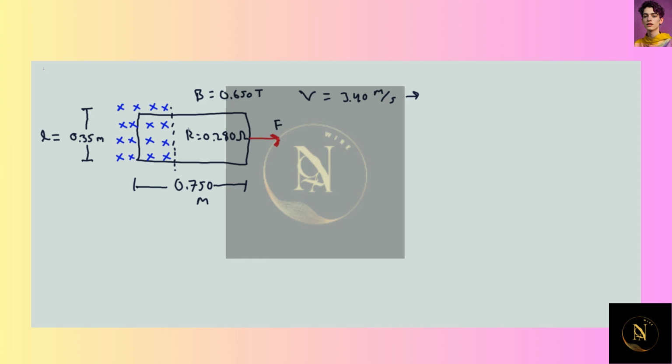So if we're pulling the loop away from the field, it will take some amount of force to do that at a constant velocity. And we're given that we want to pull it at a velocity of 3.4 meters per second. So the first thing we want to do is calculate what EMF will be induced by the loop moving from left to right. So the loop will be moving with this constant velocity.